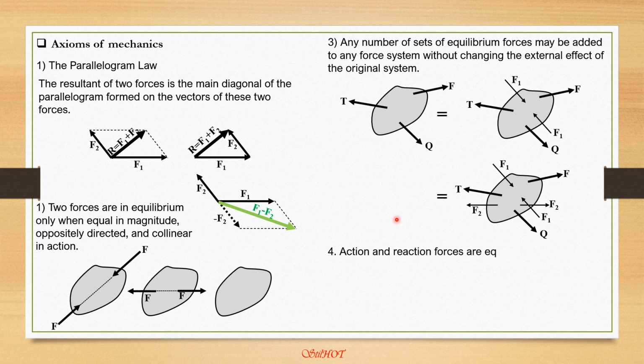And lastly, action and reaction forces are equal but oppositely directed. So the action forces are those that are directly applied to the body, such as its own weight, or the natural forces, such as due to water pressure, wind, loads due to the occupants, and earthquakes, like that. So for instance, we have here a body and its weight is W, then the reaction should be equal to and oppositely directed to W. So the resultant is equal to W.